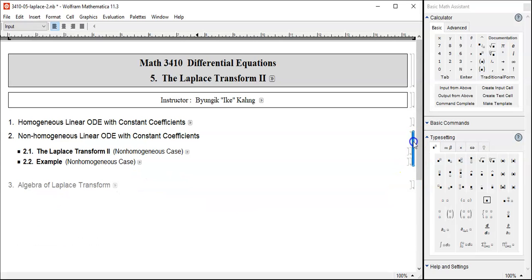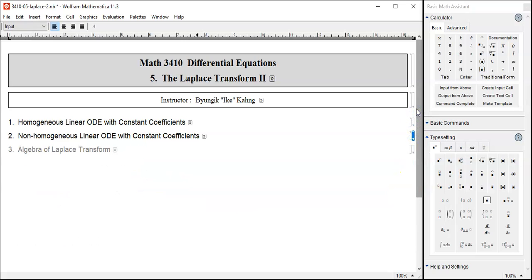Okay, so much for this example and so much for this section. Let's do section 3 in a separate video. Let's stop here.